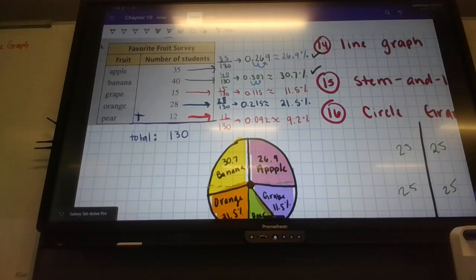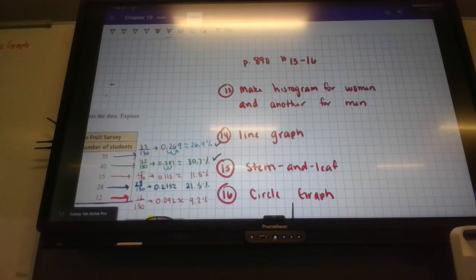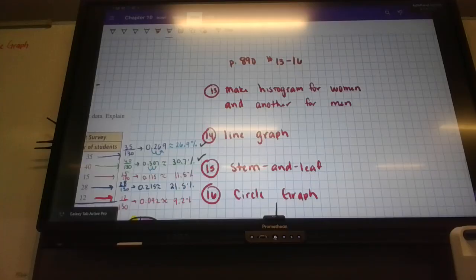You can write it down. What page was it? It was 890, and it was 13 to 15. So everyone's on 13, page 890. We're gonna start with 2 histograms, one for women and another for men. What's a histogram? Check your examples. A histogram is where the bars go up, but they're touching, and there's usually an interval.